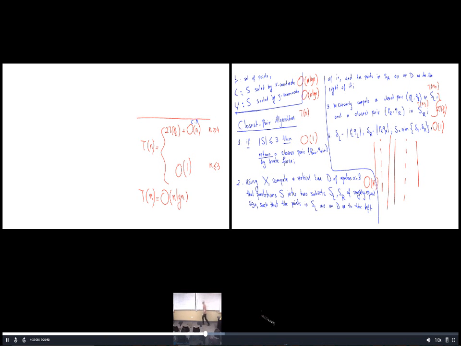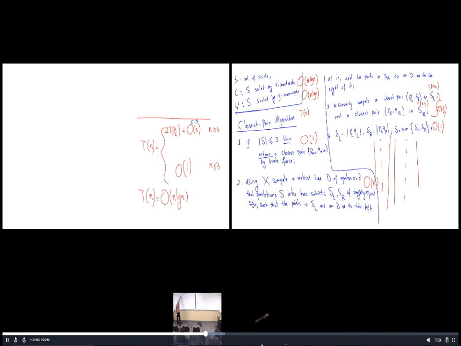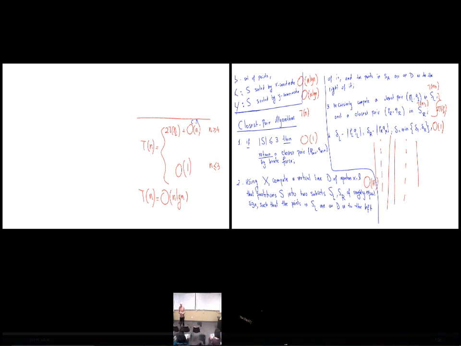Now you add to it order of n log n for the sorting, that remains order of n log n. You add to it another order of n log n for the other sorting, that remains order of n log n. So the overall running time is order of n log n. Okay? Any questions before we stop for a break?